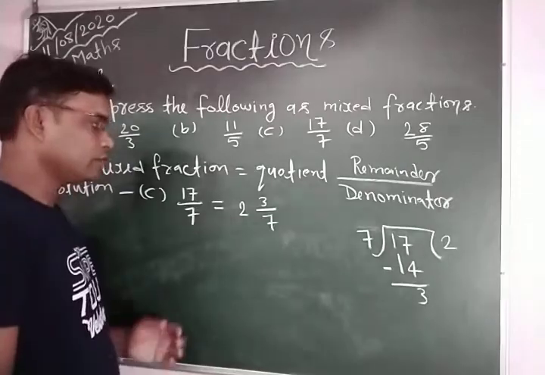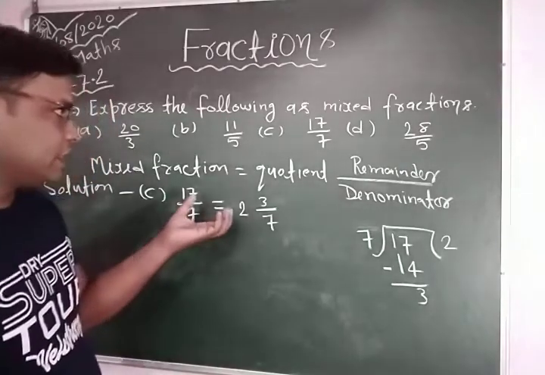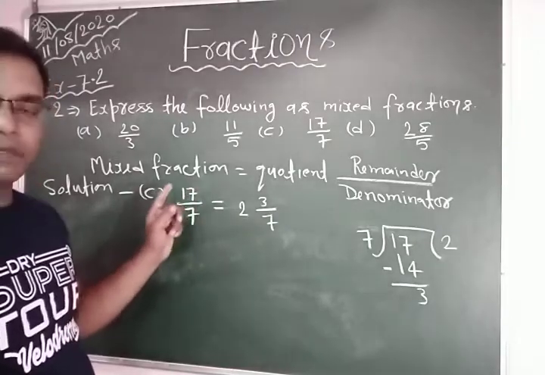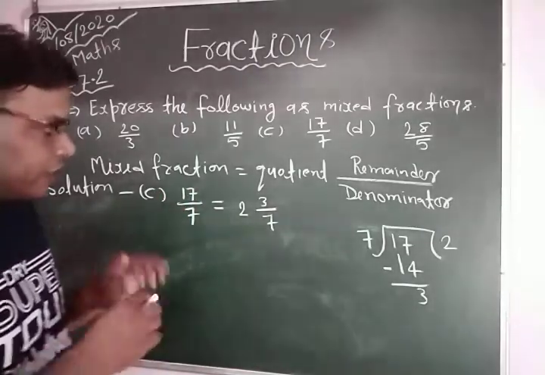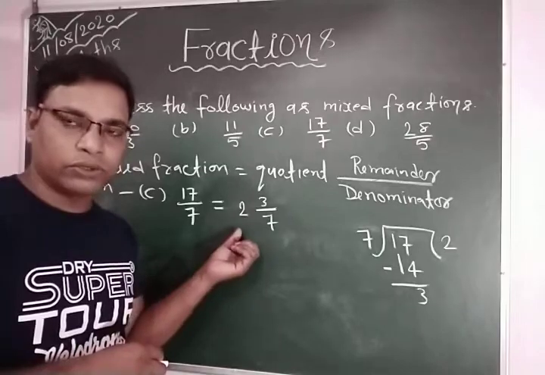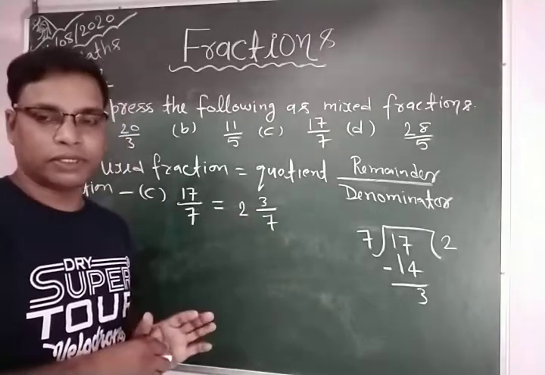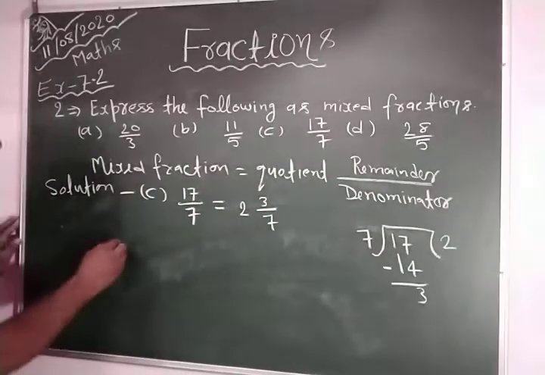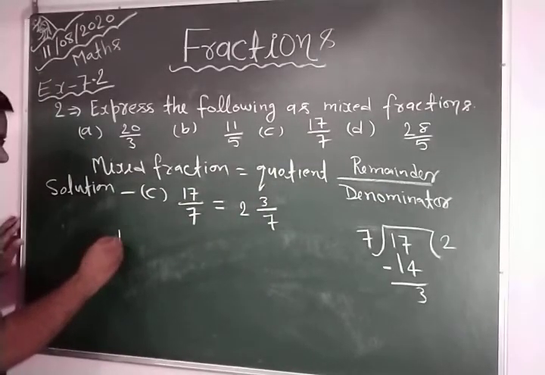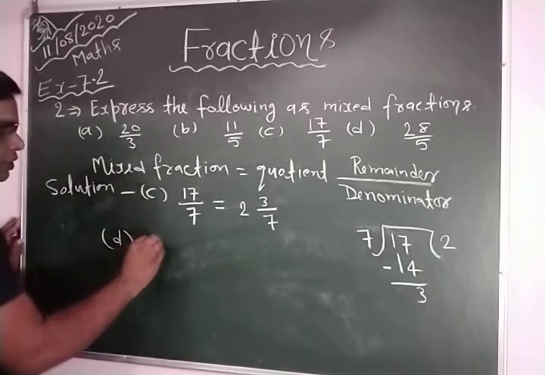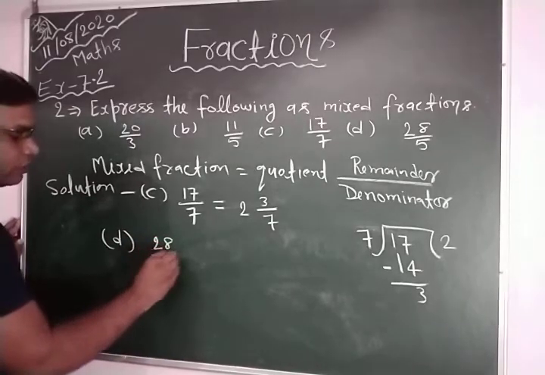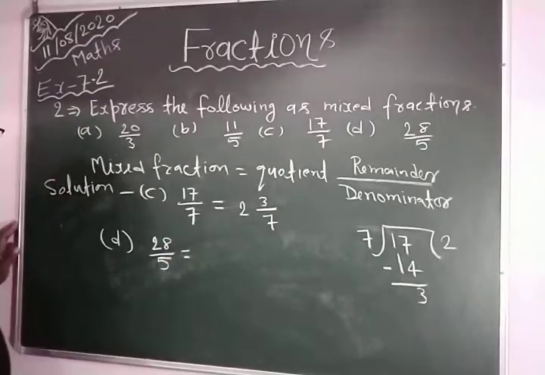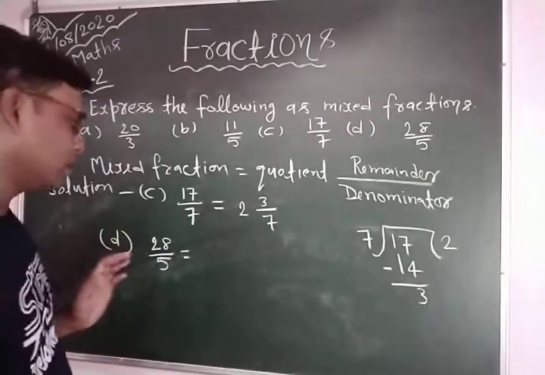Okay. So here you can see we change the given improper fraction 17 by 7. You convert it into the mixed fraction 2 whole 3 by 7. Now the next part, D part. D part is 28 by 5. This is also an improper fraction. We convert it into a mixed fraction.